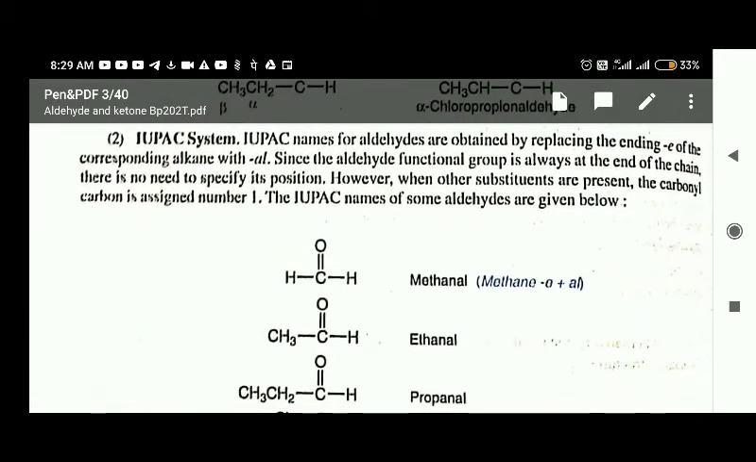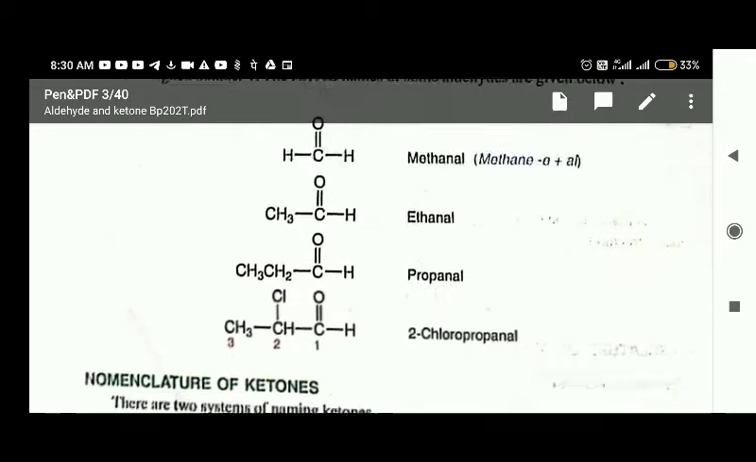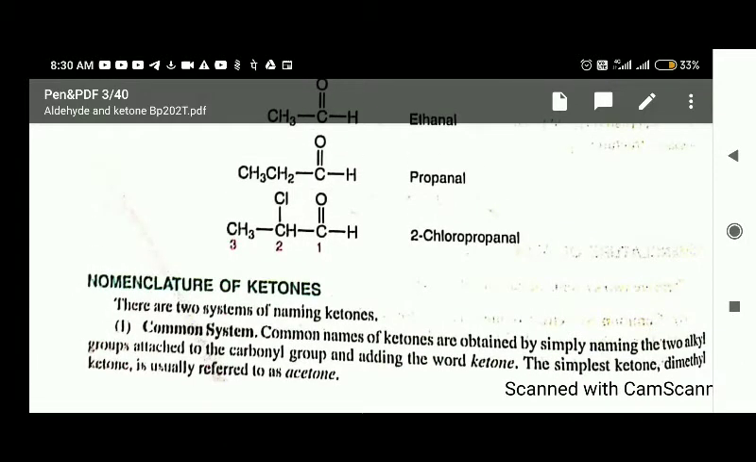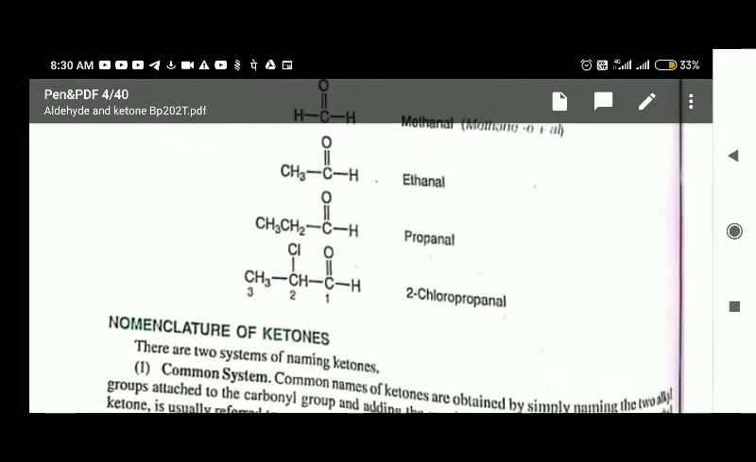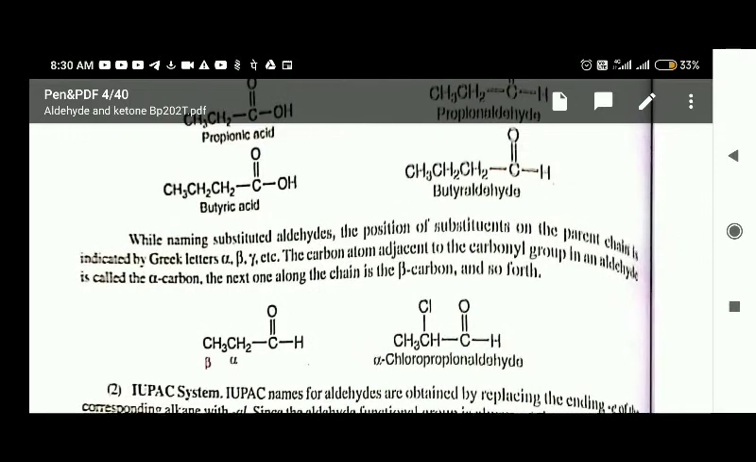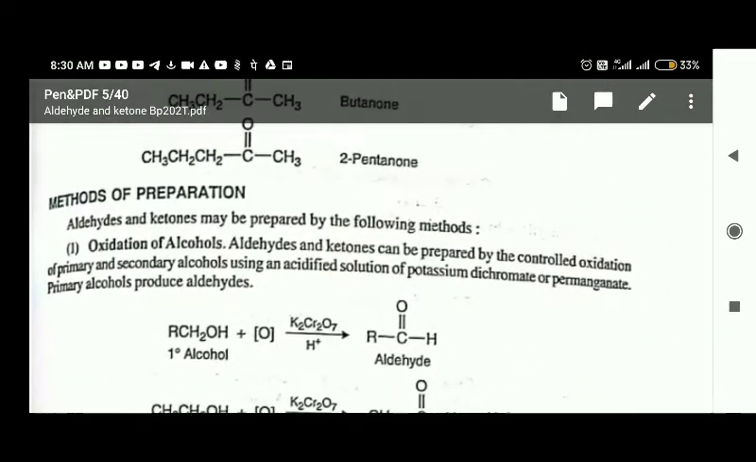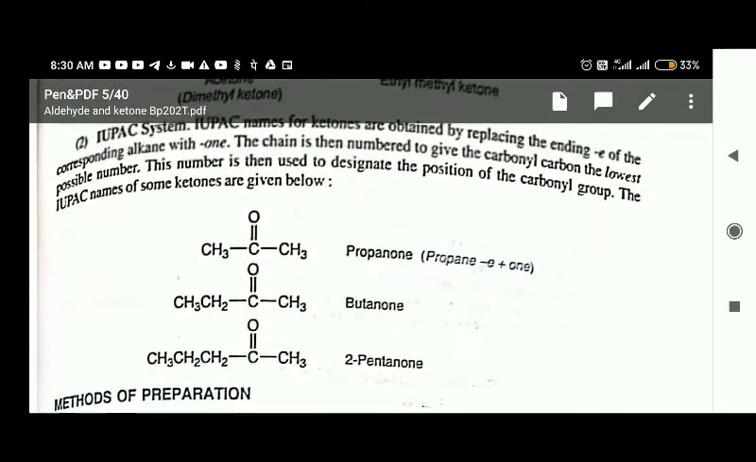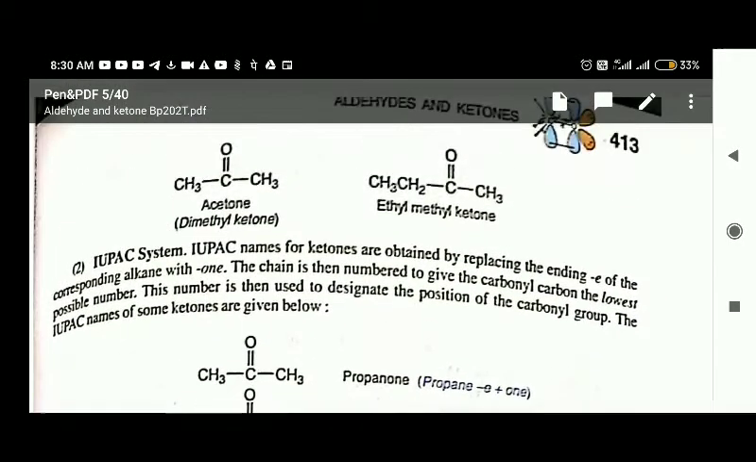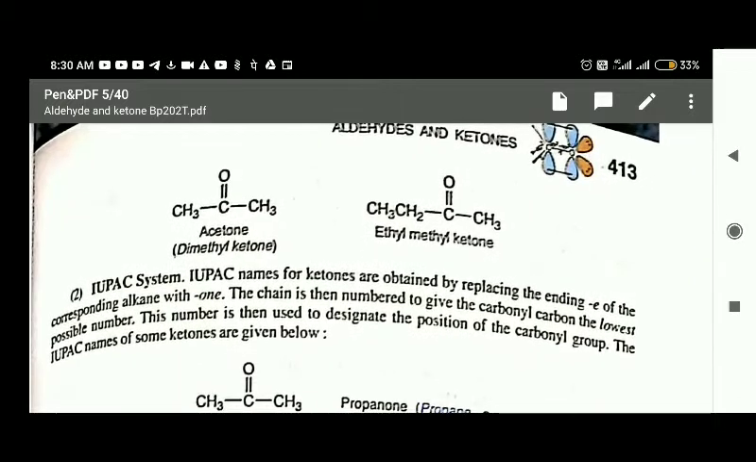Okay, so you know the IUPAC names of aldehydes: methanal, ethanal, propanal, butanal, pentanal. I am not repeating this one, this is a revision class. So you understand this one. Next I am going to this. We have discussed this one. See here, the IUPAC name of this ketone, this is the common name of ketone.